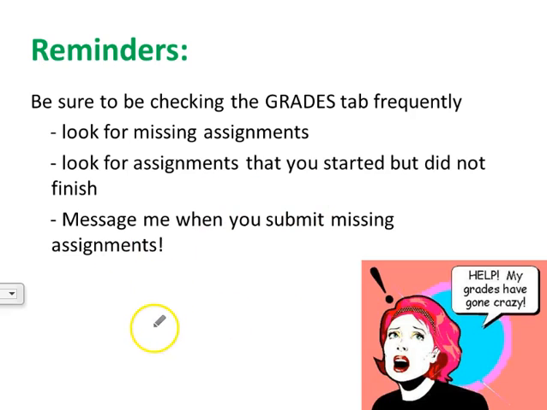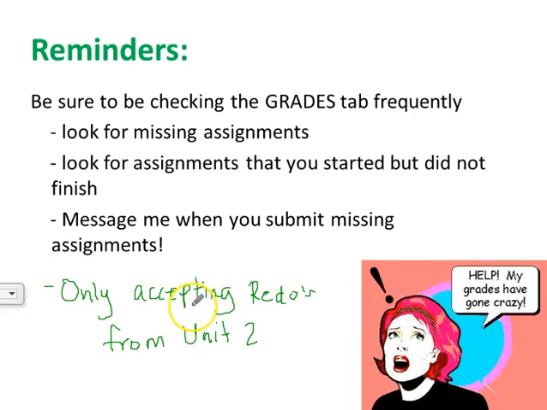So again, I don't have a late form. All you need to do is just send me a message that says, hey, Ms. Cole, I completed this assignment, or I redid this assignment. Remember, I'm only accepting redos from Unit 2. This is also going to be the last week to submit redos from Unit 2, because we're moving on to Unit 3 this week.